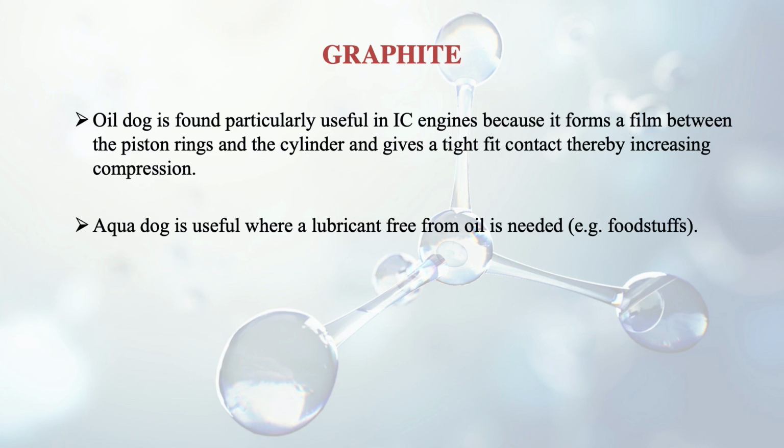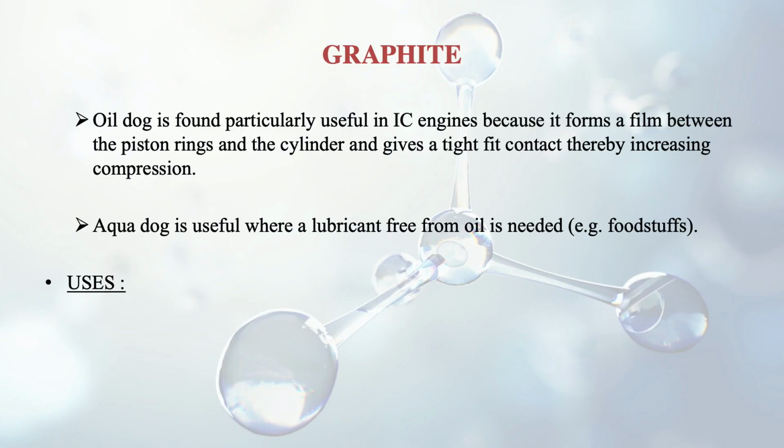And the aqua dag one is useful where a lubricant free from oil is needed. Suppose there is a certain situation, like in the case of our foodstuffs, where we cannot have certain oil which is not good for health. If we consume it, then we don't need that oil. So in that case, we will have to use the water-based one, that is the aqua dag. So what are the uses of the graphite then? They are generally used in air compressors and lathes.